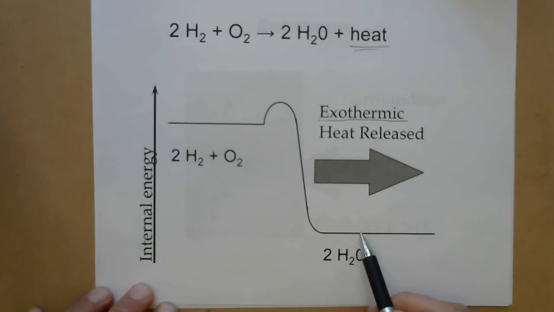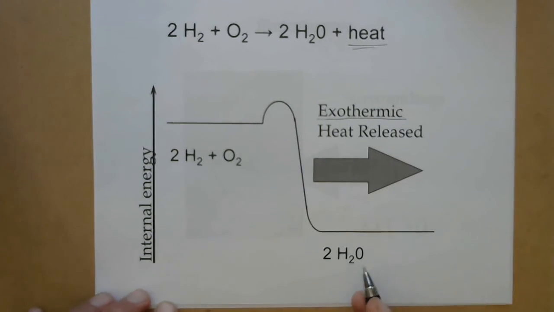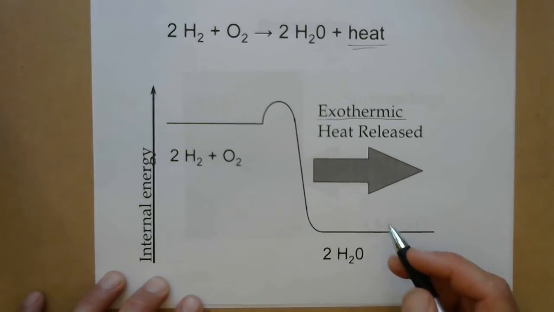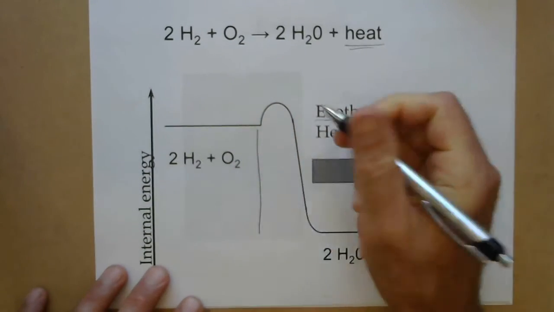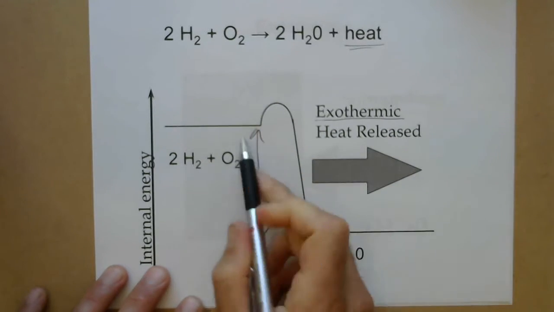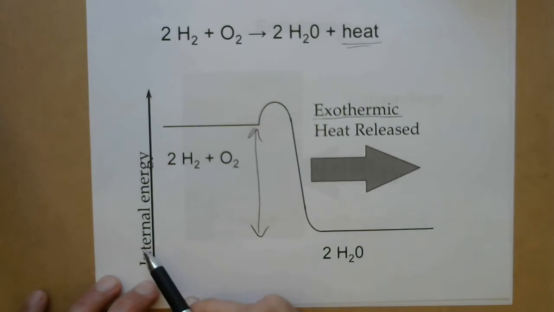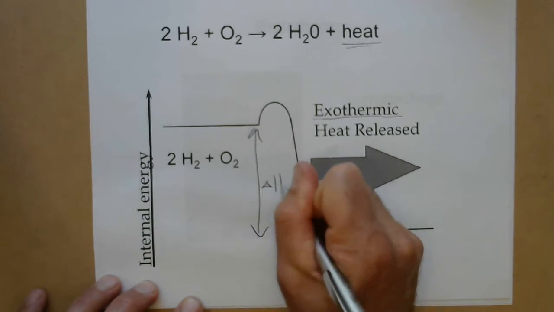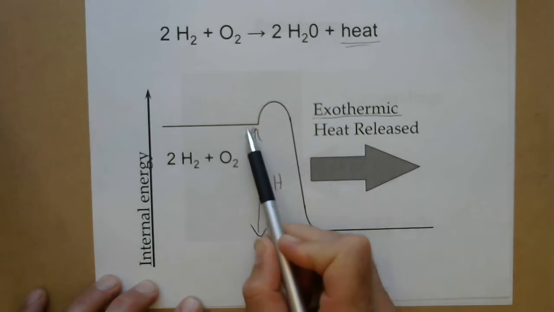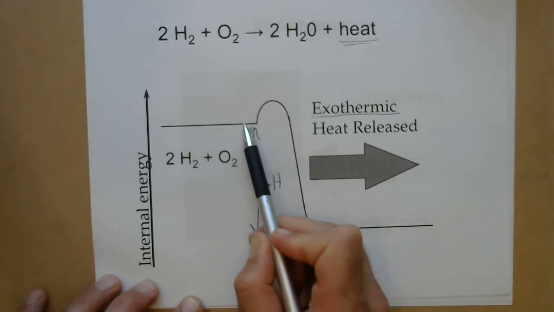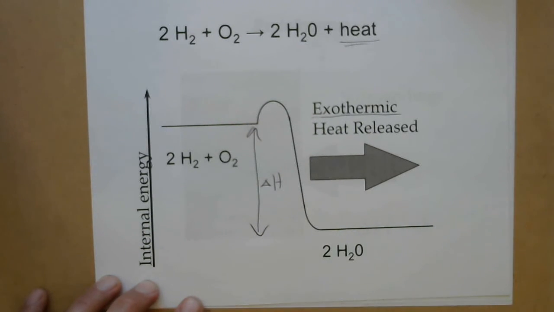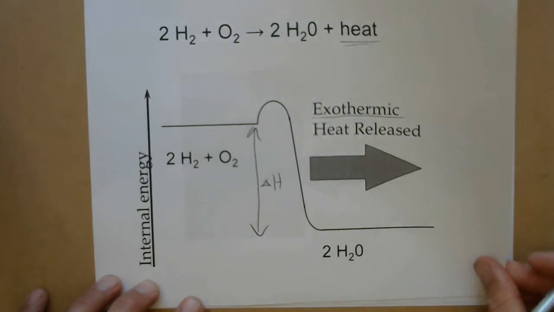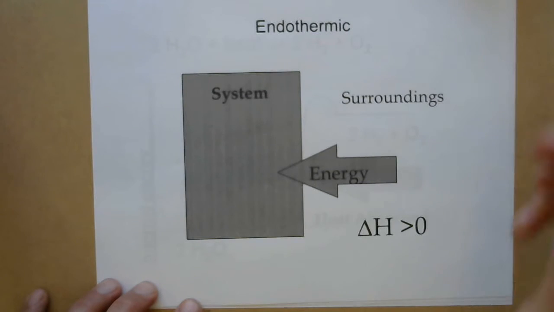And your products, as you can see, have less energy than the reactants. Well, that energy had to go somewhere. You can't create it or destroy it. So you are releasing it to the surroundings. As you can see here, the difference between this height on the graph and this height on the graph is the change in internal energy, and so this is delta H. Okay, so you can see in an exothermic reaction, delta H is negative. It's less than 0 because we have less energy in the products than we did in the reactants, and that has to go somewhere. It's released to the surroundings.